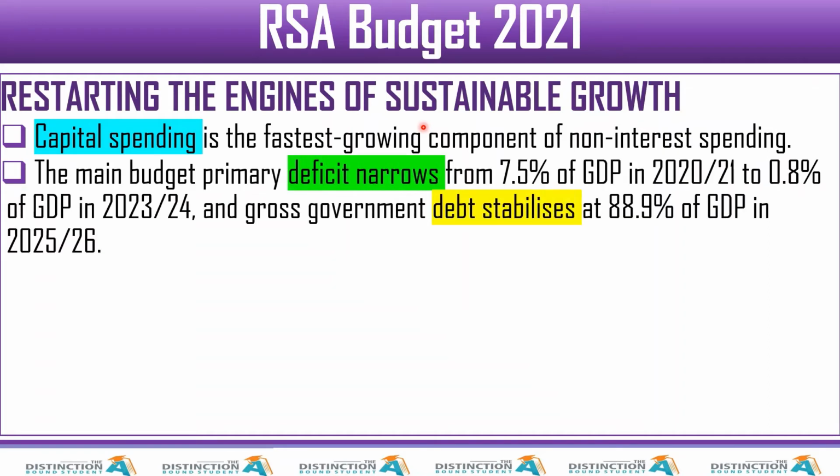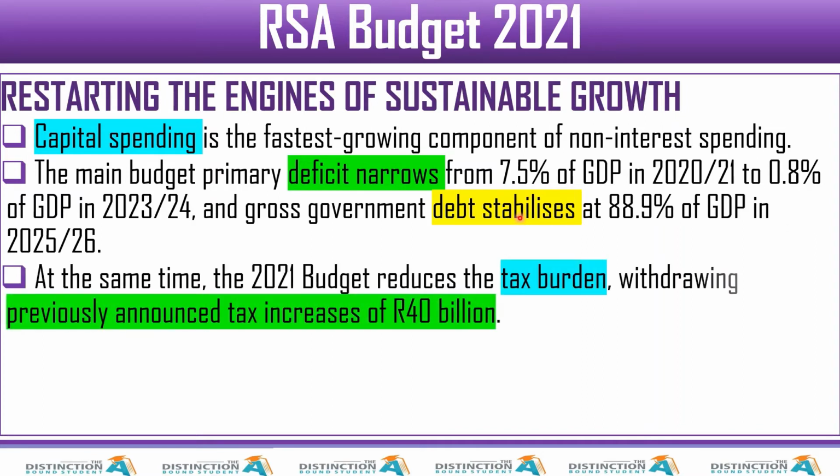So the main budget primary deficit narrows, which is a good thing, from 7.5% of GDP to 0.8% of GDP by 2023. And gross government debt stabilizes at 88.9% of GDP. This word is important, stabilizes. So it doesn't go out of control, which is a good thing.